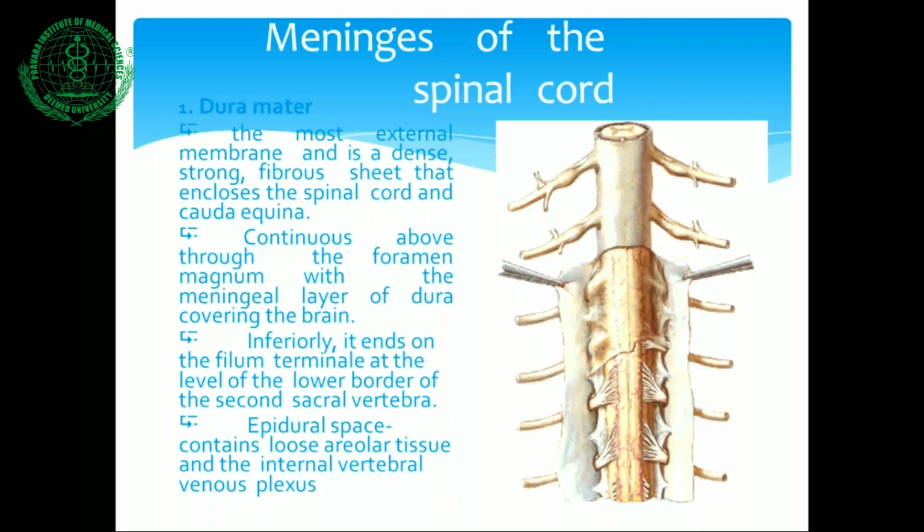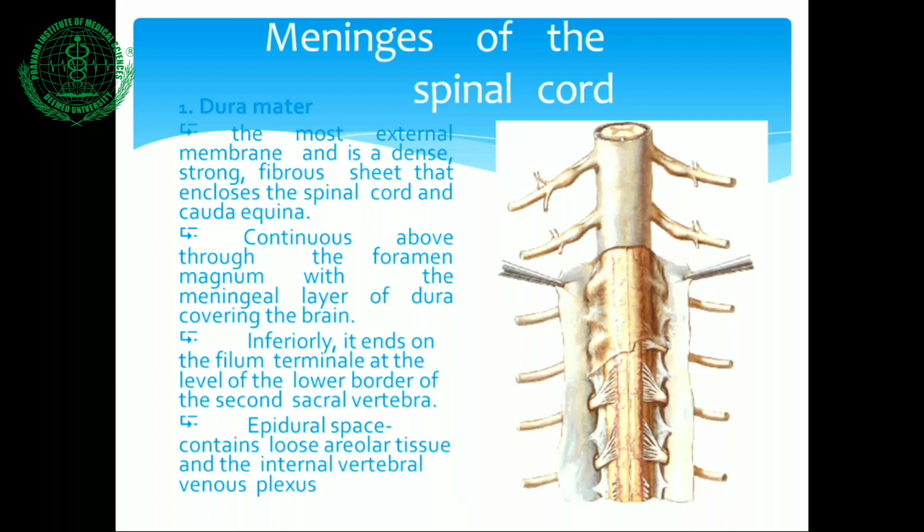at the level of lower border of second sacral vertebra. Outside the layer of dura mater, one space is formed, known as epidural space. The epidural space, which is present outside the dura mater of spinal cord, mainly consists of fat, loose areolar connective tissue and internal vertebral venous plexus.